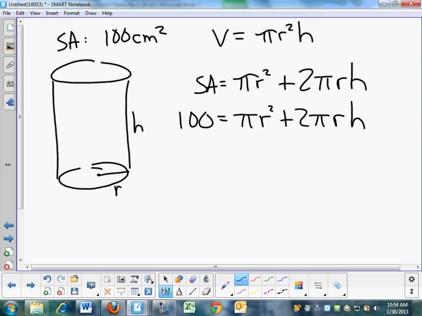What are you trying to maximize? Volume. So we need to get rid of either r or h. Would you like to solve for h or would you like to solve for r? So go ahead. Solve for h, and whatever you get, put it in there. After you put it in there, what do you do? Take the derivative, set equal to 0.